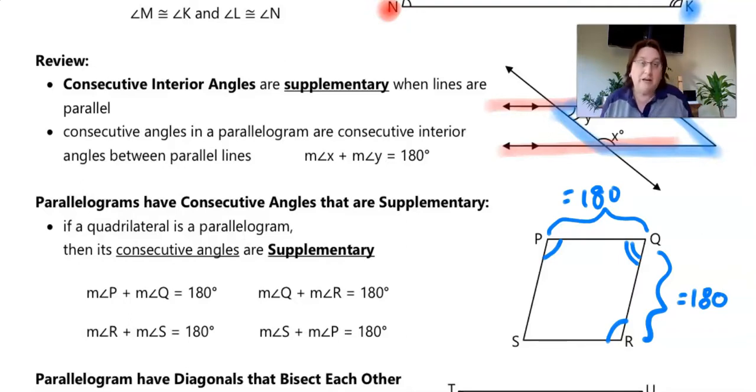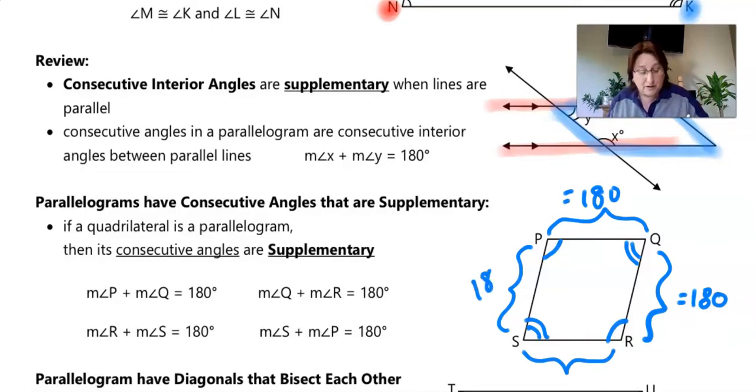Well, wait a minute. Q and S are opposite angles, so they have to be congruent. Well, P and S are consecutive angles, and so are S and R. They're also consecutive angles. So if you notice, we actually have four sets of consecutive angles that are supplementary. So you might want to jot this down in your notes so that you have it for reference.